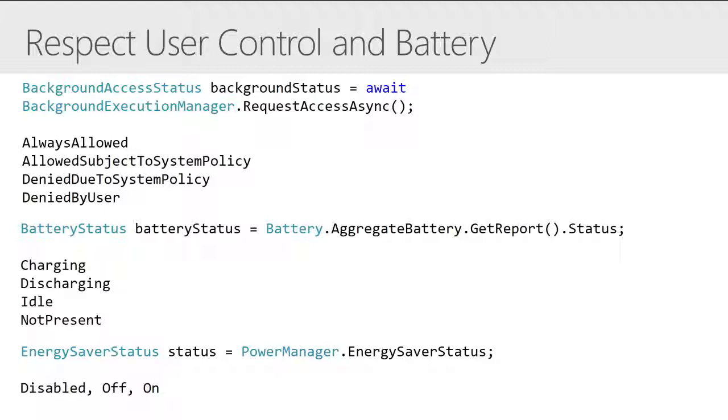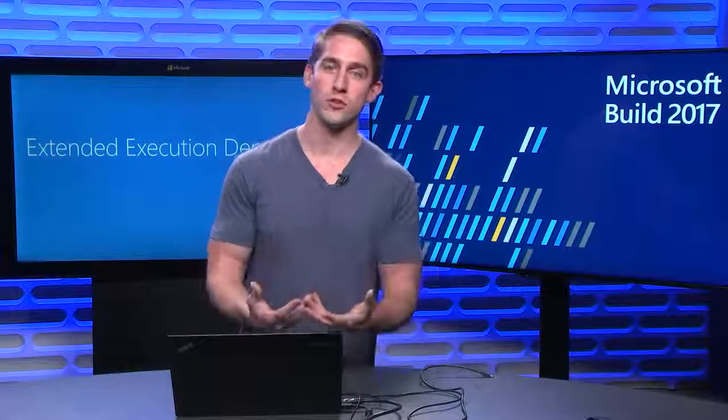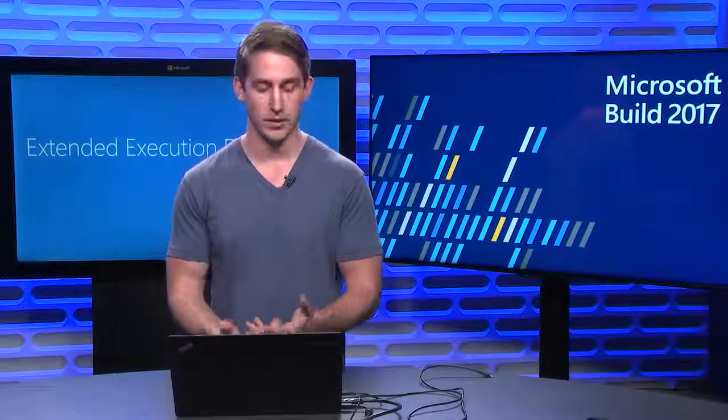You also have 2 other interfaces in the form of battery status and the energy saver status. These are useful in determining whether your device is currently in an energy-constrained environment, such as whether it's on battery or whether it's plugged into AC power, or if the battery saver functionality is either off or on. So let's take a look at how these actually impact whether you can run or not run in the background.